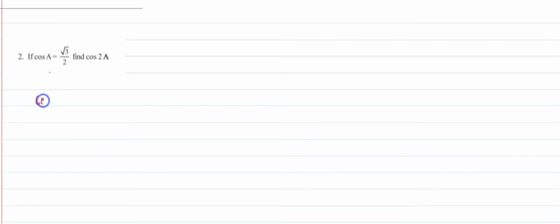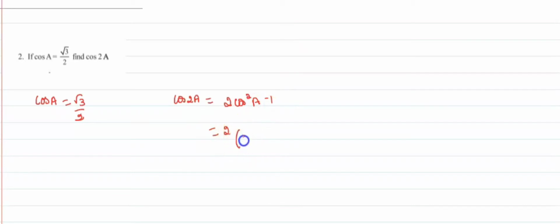Here he has clearly mentioned cos a is equal to root 3 by 2. Now he is asking you to find out cos 2a. As earlier we have discussed, there are three formulas to find the value of cos 2a. One is cos square a minus sin square a. The other one is 2 cos square a minus 1. The third one is 1 minus 2 sin square a. Let me use the second formula, which is 2 cos square a minus 1.